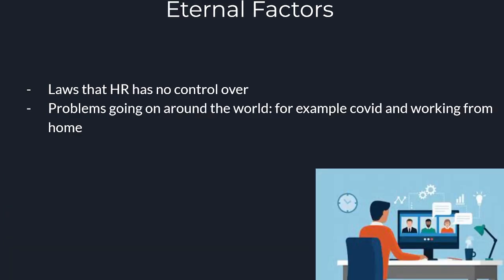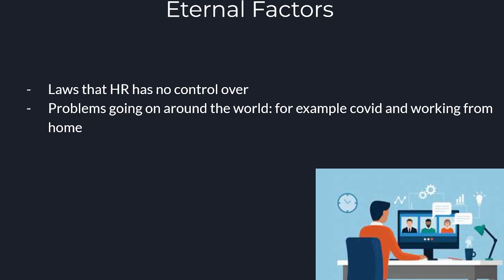But there are also external factors. This is something that a company has no control over. It just happens, and some things that happen may impact HR positively or negatively. Some of these include changes to employment law, healthcare costs, layoffs, and downsizing.